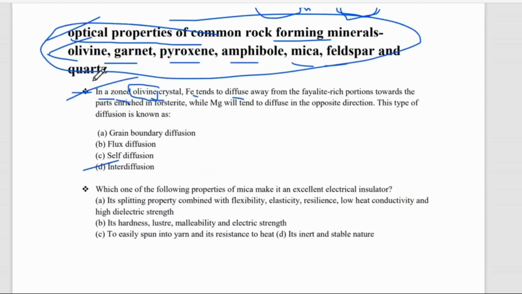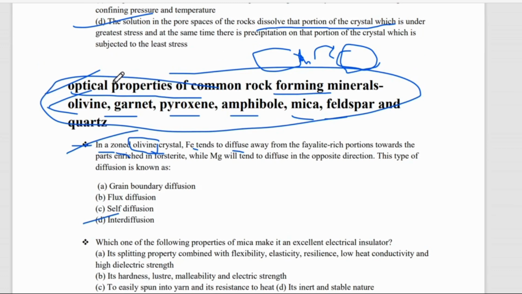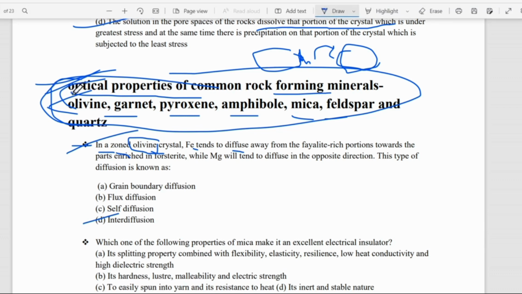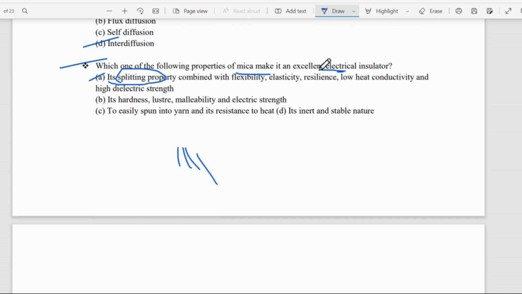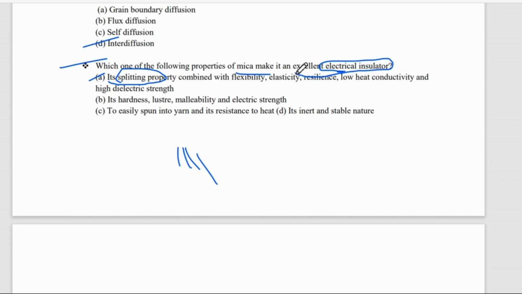See, I have already told you that I'm going to only discuss the topic and the questions which they are asking from these topics. If you want to see the complete analysis, you can watch my previous videos which I have uploaded. Okay. Which one of the following properties of mica makes it an excellent electrical insulator? So it is its splitting property. We know that it can split into thin sheets, so it can make it an excellent electrical insulator.